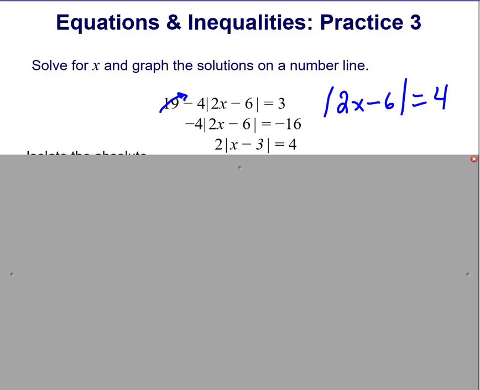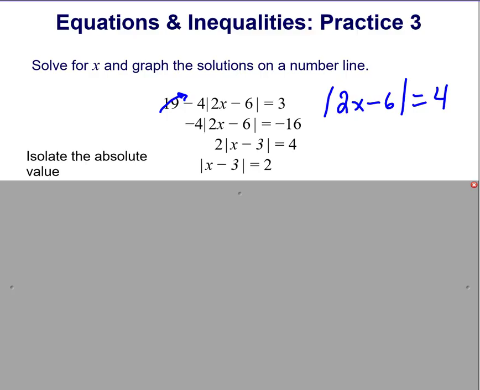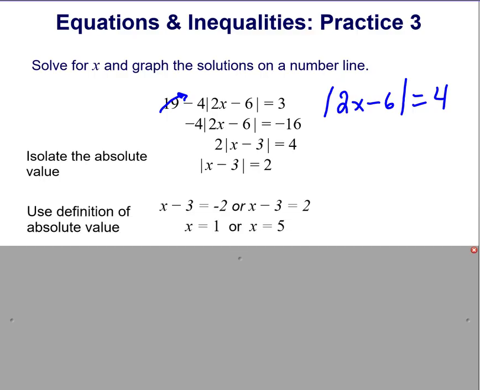So I take 2, I divide both sides by 2, and we have absolute value of x minus 3 is equal to 2. So we have now isolated the absolute value. In other words, we have it in the form of absolute value of x minus a is equal to b. Once we get it in this form, we're almost home free, because we can go ahead and set up our two cases using the definition of absolute value.